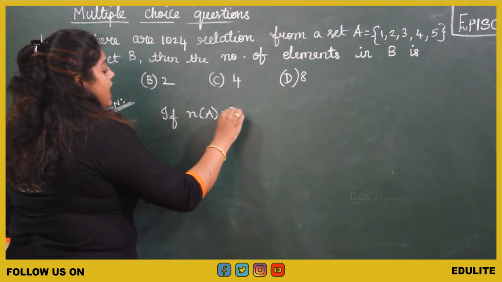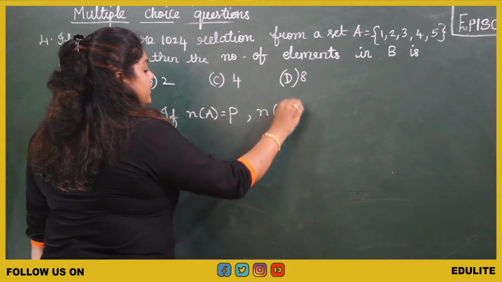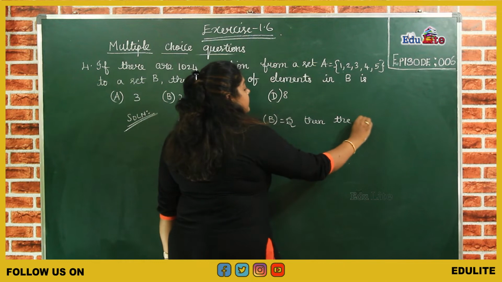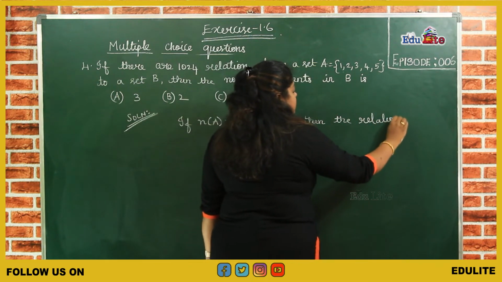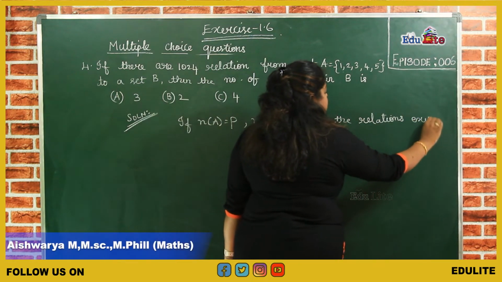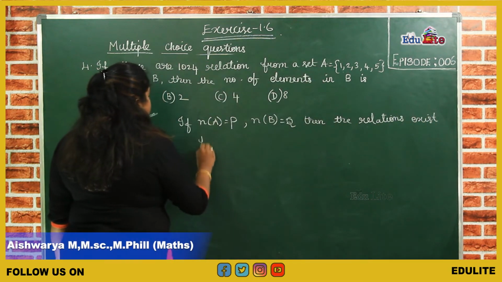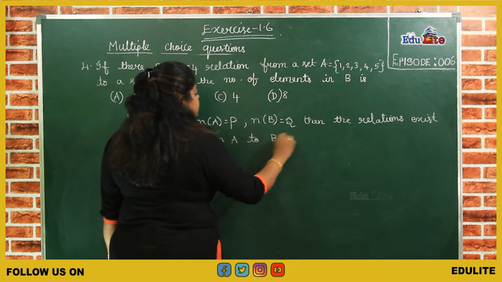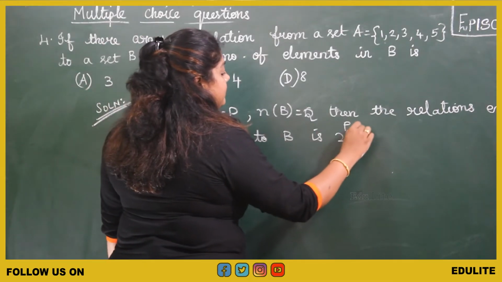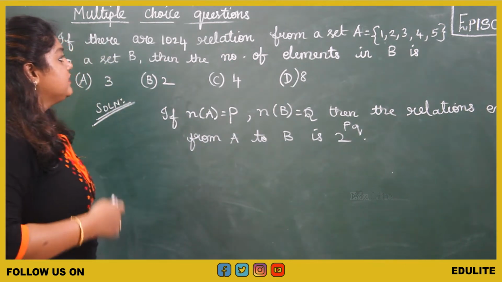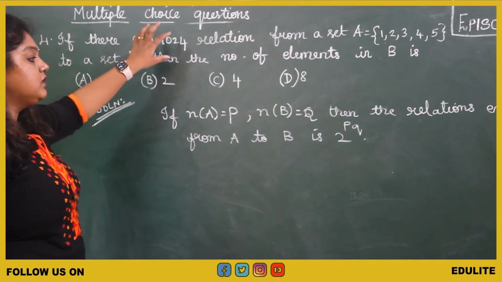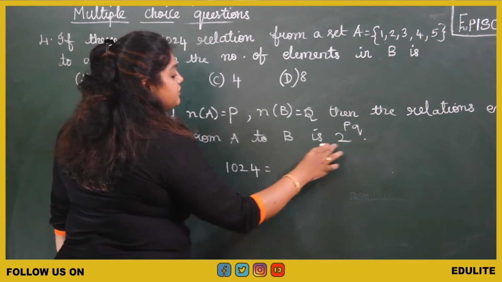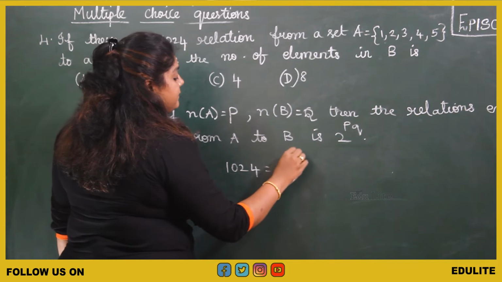P and n of B equals to Q, then the relations that exist from A to B is 2 power PQ. Now what we are given with is the number of relations, that is the total relations is given as 1024, which is equals to, we have to use the point 2 power PQ.